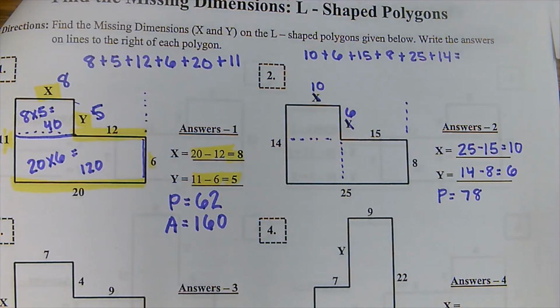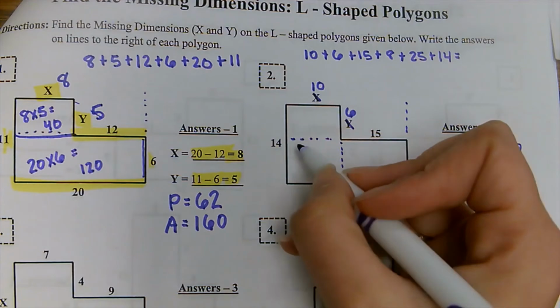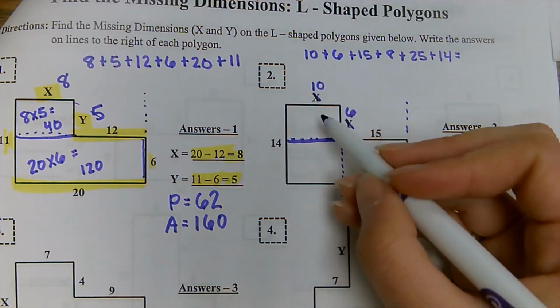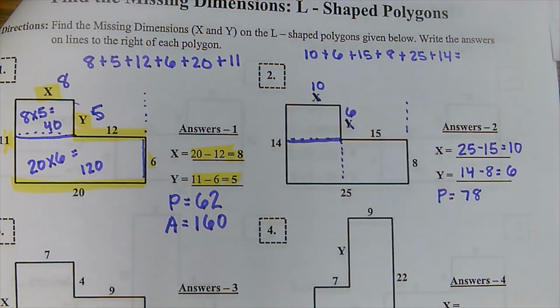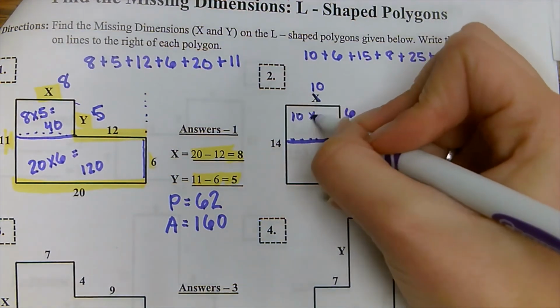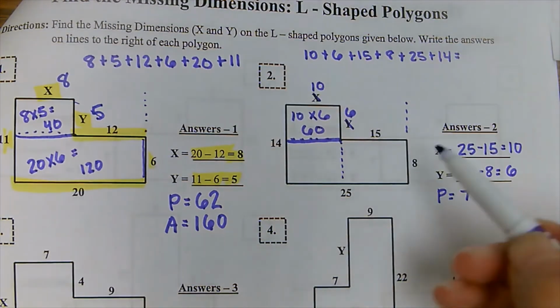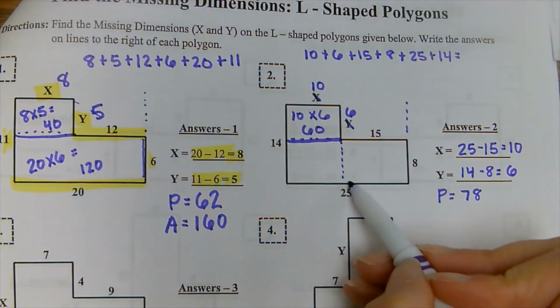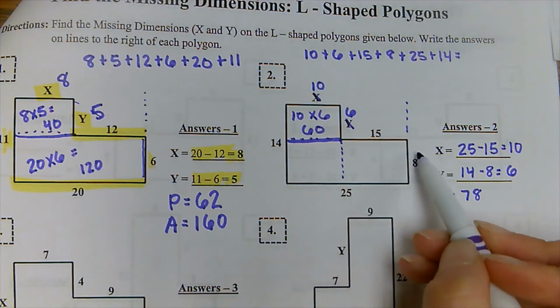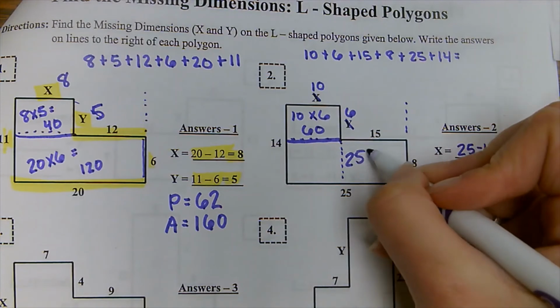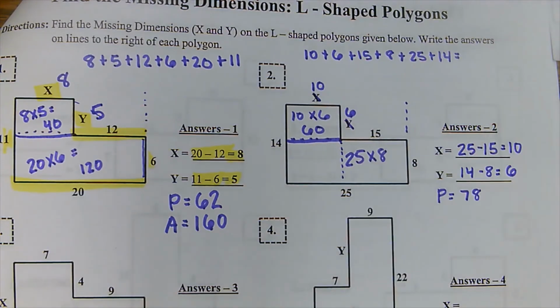Alright, let's try area. Remember, area for an L-shaped picture is one box plus another box. This first one, length times width, 10 times 6 equals 60. My bottom rectangle is the larger length at the bottom times the width at the top, 25 times 8. I'm going to need to do some extra math on the side to show my work for that one.